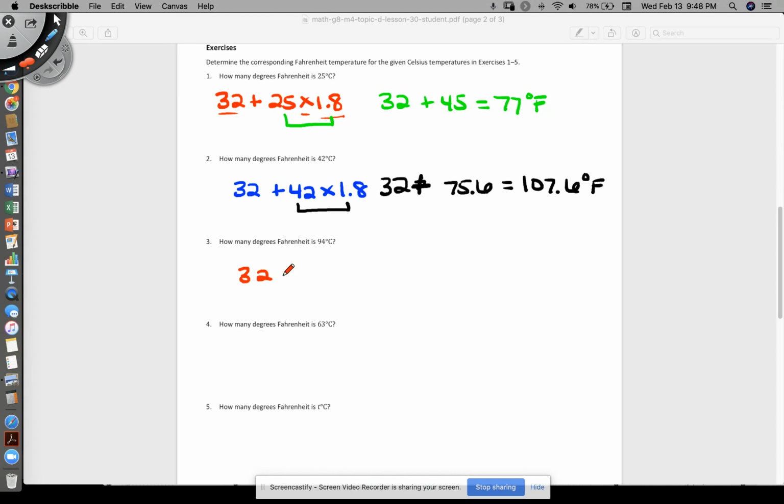We start at 32, we add 94, and we multiply that by 1.8. All right, I set that one up for you. I'm going to have you solve the rest.